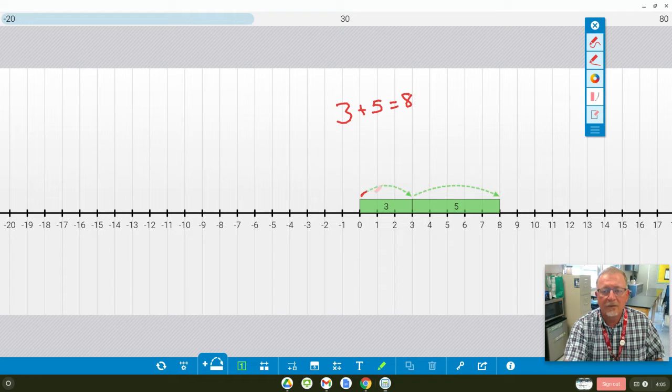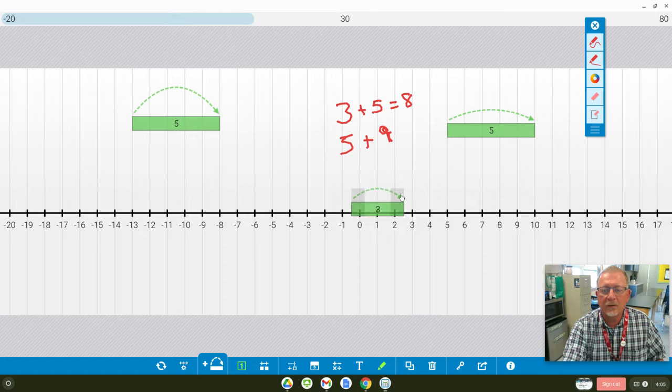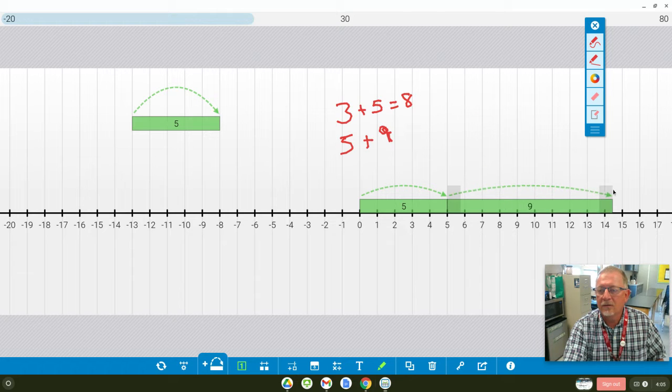Okay? Let's try another one just to make sure we're in good working order. So let's say 5 plus 9. That's an ugly 9, I apologize. So we're at 5. We made it to 5. And then we're going to go 9 more. 5 plus 9 is going to equal 14. 5 plus 9 is 14, and we all know this. This is stuff we've done for many years now.